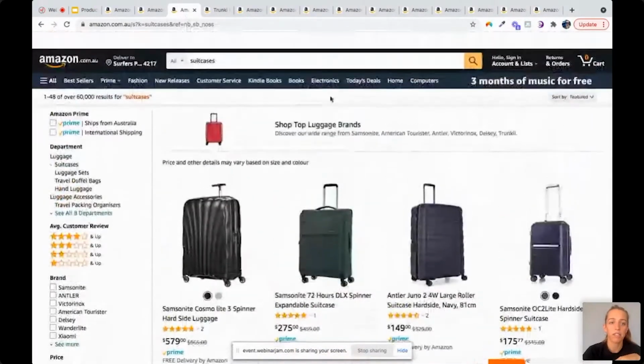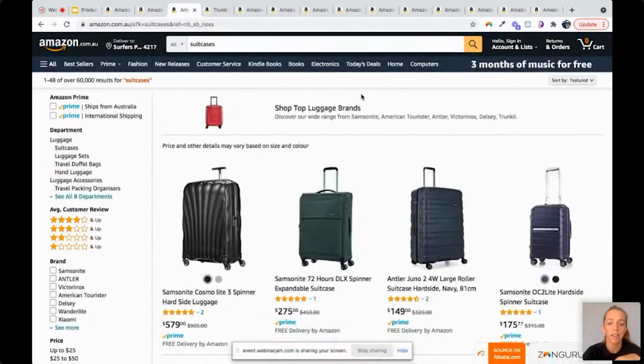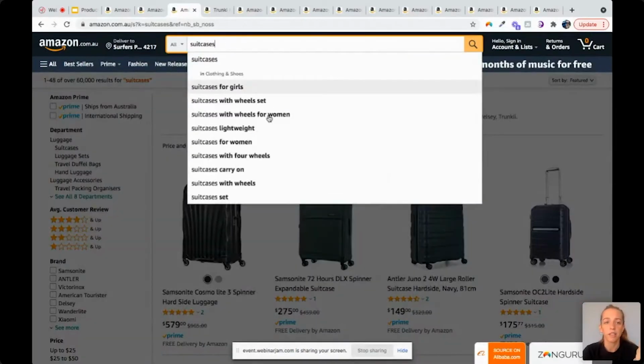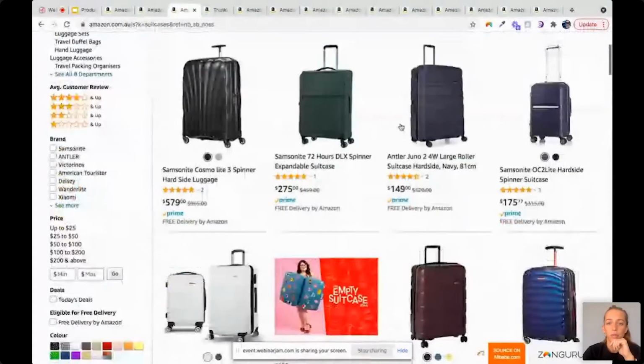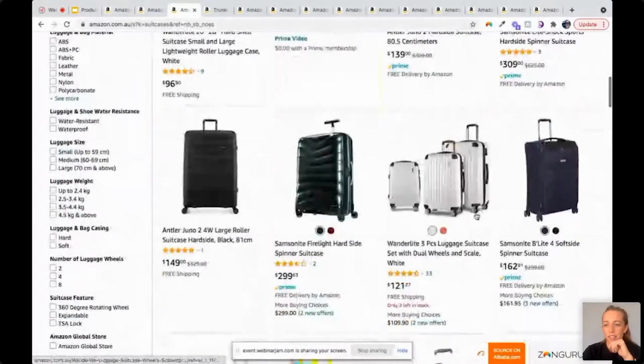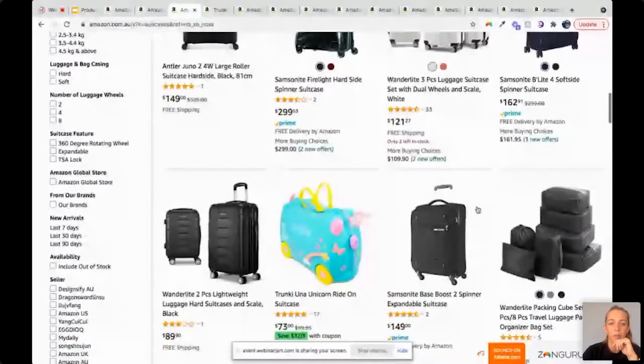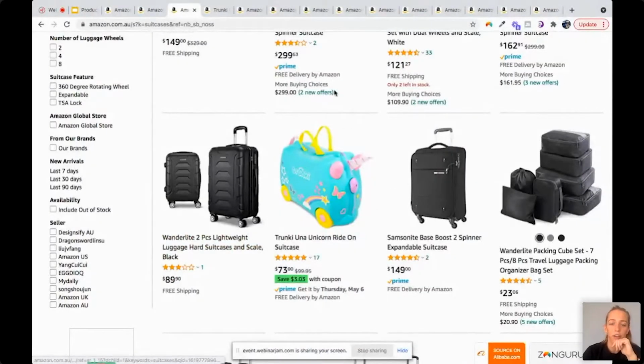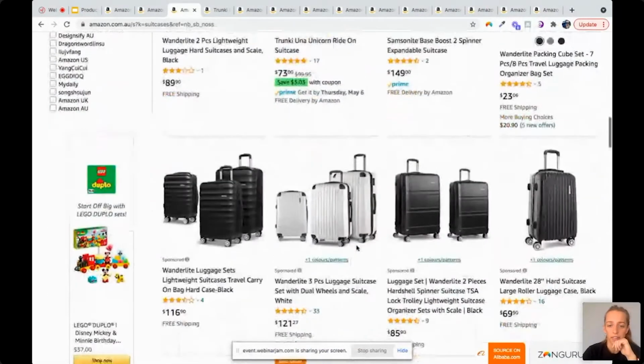My next example is in the Australian marketplace, for all the Aussies that are online today. So my keyword that I've used is suitcases. So I've got suitcases here. As you scroll down, you've got the black, they're all quite the same. They slightly vary in color, but as you can see, this unicorn ride-on suitcase stands out completely.